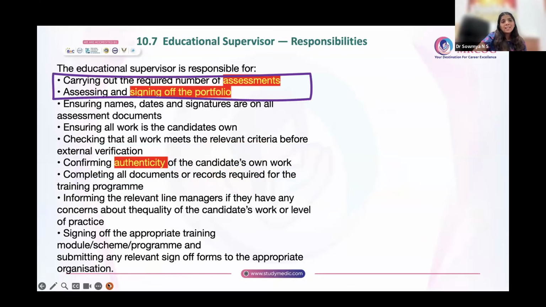Educational supervisor is the one who is responsible for your formative and summative assessment, signing of the e-portfolio, and they are the ones who confirm the authenticity of the work assessments you have done during the ARCPs. Okay, and they are the ones who give you a personal progression plan: what to do, how you are doing, what your plan is, and so on and so forth.